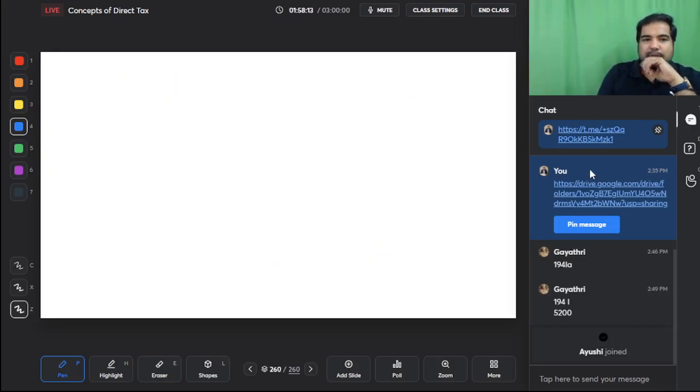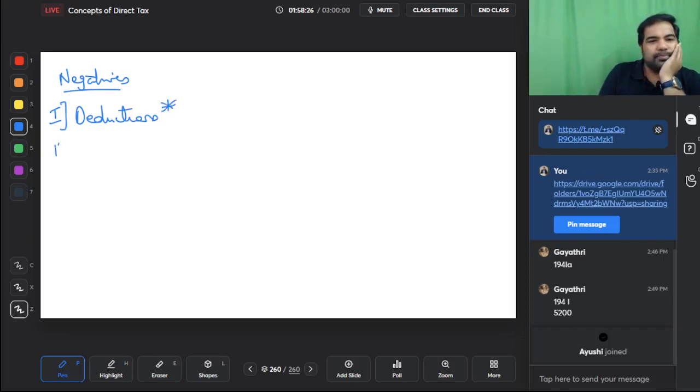Now some bad points. In the negatives, the biggest negative which I can see is a lot of deductions you don't get, which we will talk about. So in a lot of different chapters, your deductions have been snatched away. Second bad point is you don't get higher basic exemption limit and you don't get any rebate.